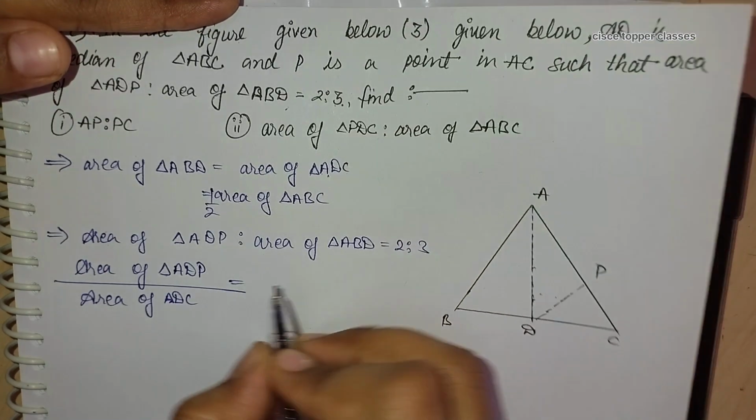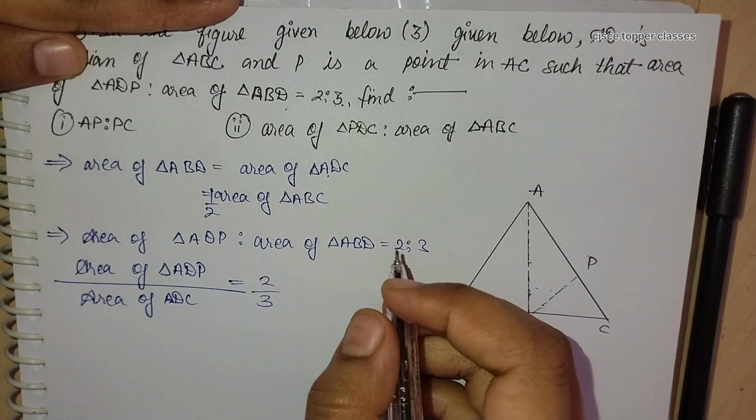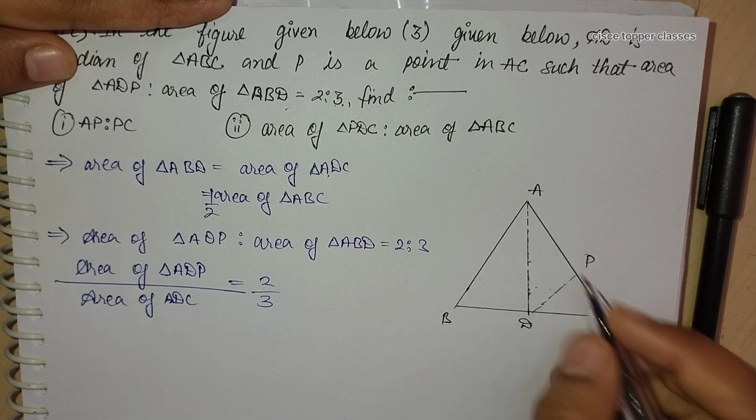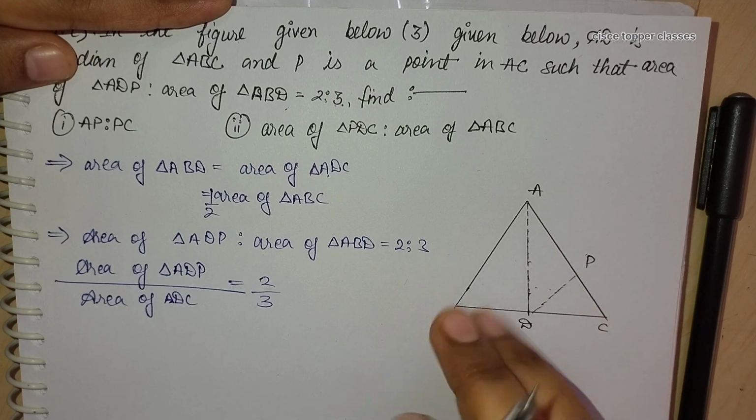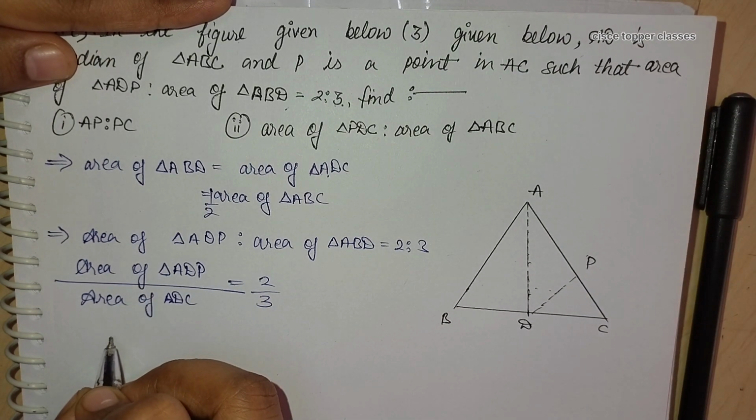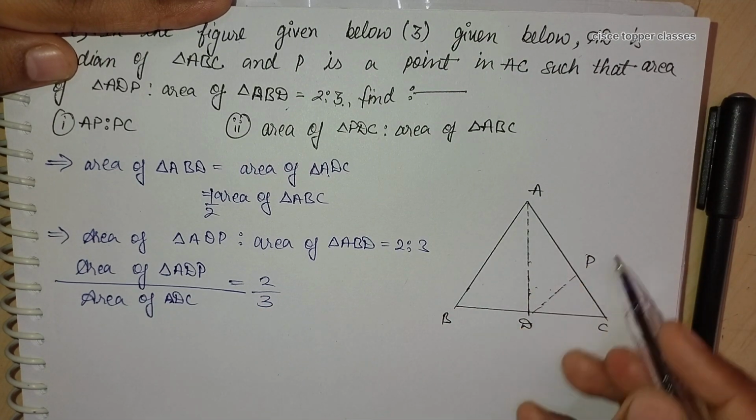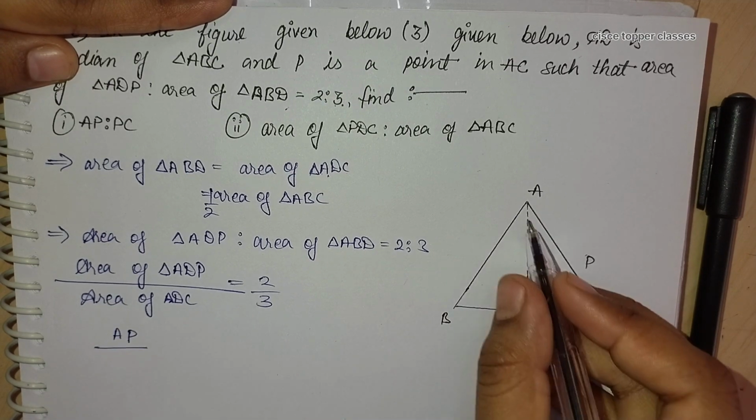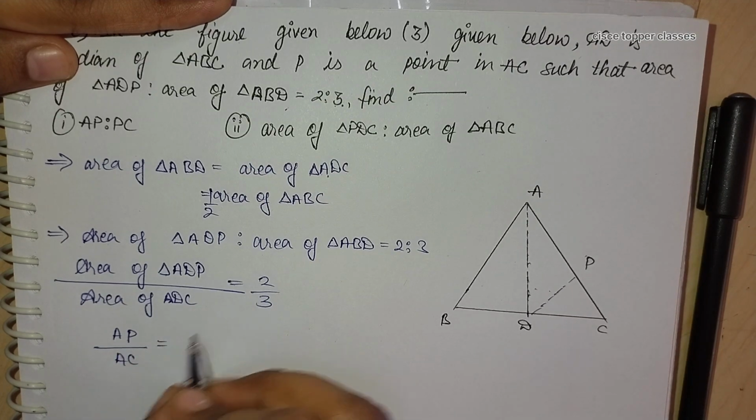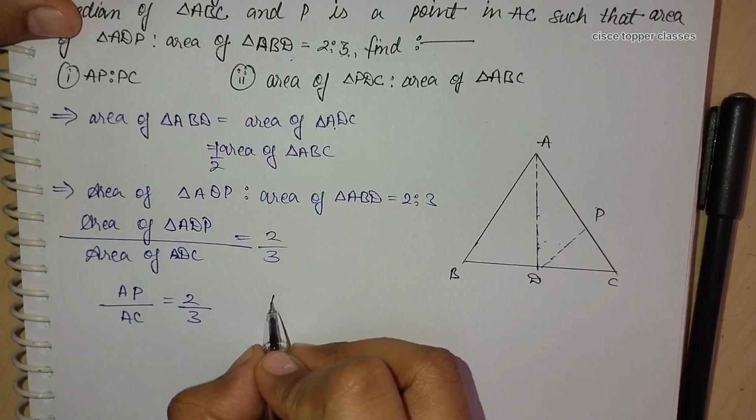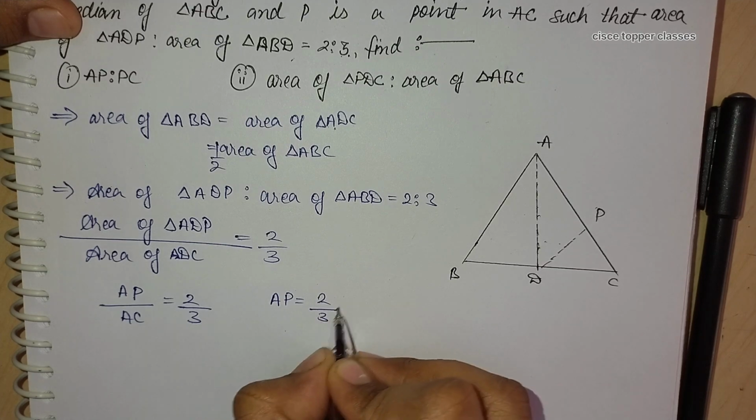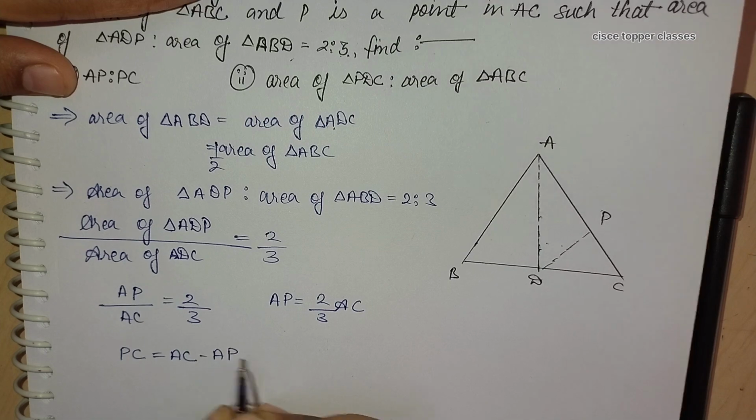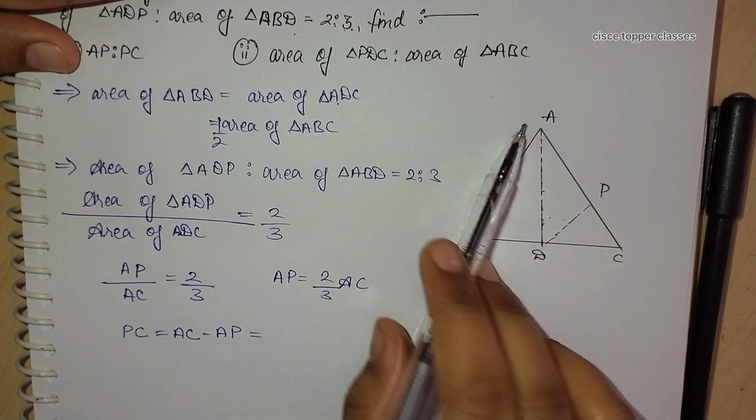ADC is equal to 2:3, and we know that if two triangles have equal altitude, then their bases have the same ratio as that of the areas of the triangles. So we can write here, in triangle ADP we have AP, divided by AC, the base of ADC, so it will be 2 by 3. From here we can write AP is equal to 2 by 3 AC, and PC is equal to AC minus AP.